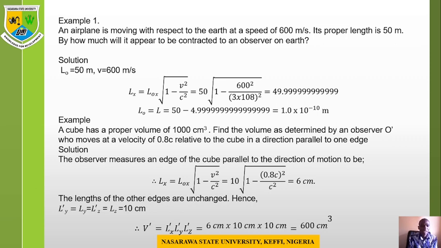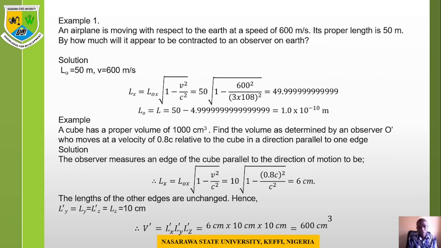The lengths of the other edges are unchanged. Hence L prime y equals L y, and L prime z equals L z, which equals 10 centimeters. So they are all equal to 10 centimeters since they are unchanged.